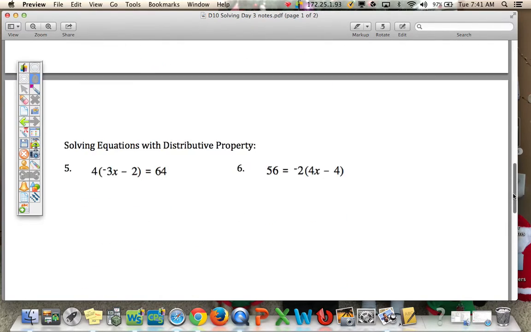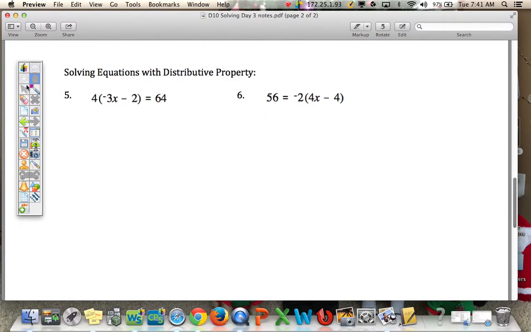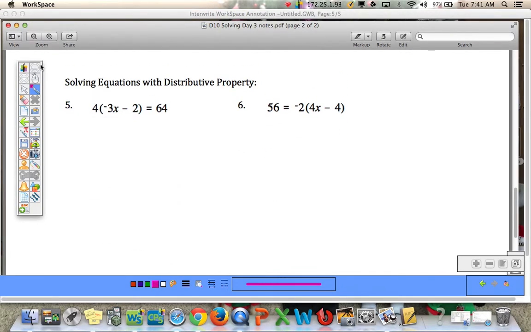Last thing for today, solving equations with distributive property. There's actually two ways you can solve this right here. You can either distribute and then solve for x, or you can actually get rid of the 4 first. So I'm going to show you each way. So most of my students like to distribute when they see the parentheses, and that's fine. So we can distribute. We'll get negative 12x minus 8 equals 64.